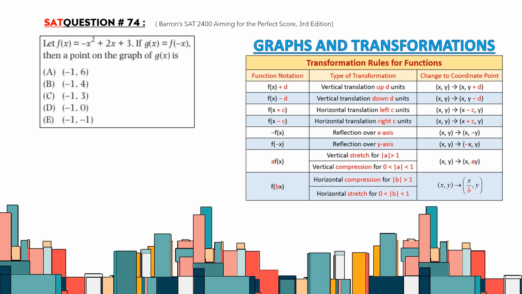Before we start, we look through the answer choices and see that the x value of every answer choice is -1, so the only difference is the y value. They're asking, when x equals -1, what is g of -1?